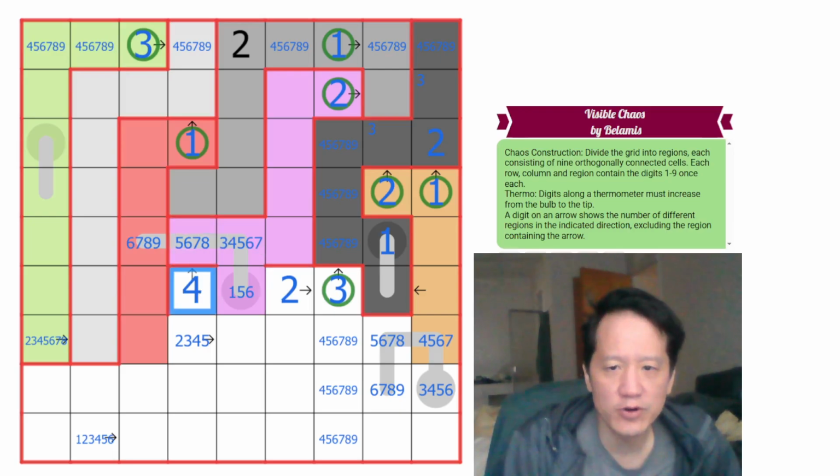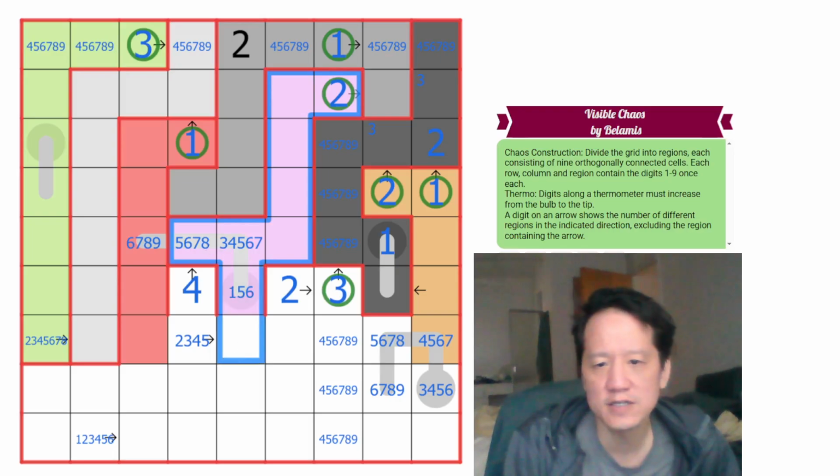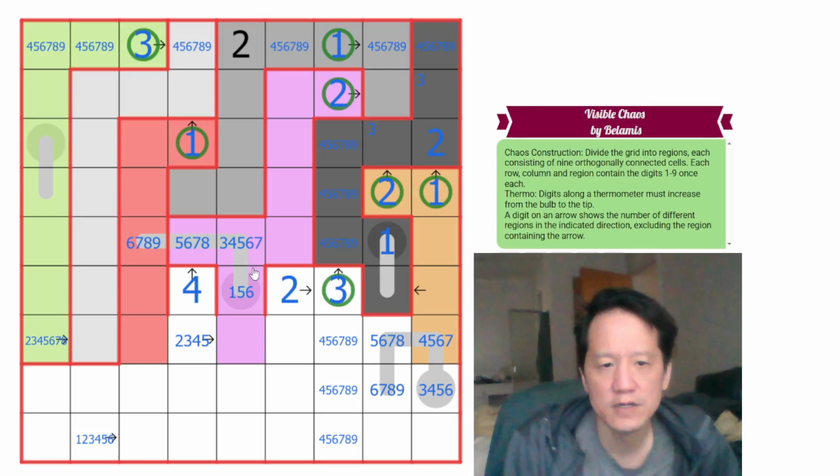And this cannot be part of pink because it's its own separate region, so this actually has to be a separate region. So 1, 2, 3, and it cannot again be part of the 2 because the 2 would have 2 2s in that region. So this is 1, 2, 3, 4, 5, 6, 7, 8, and then this has to continue to here, 9. So this is the full region here.